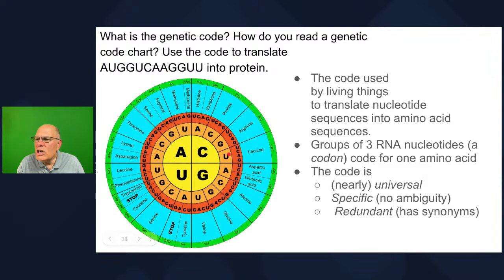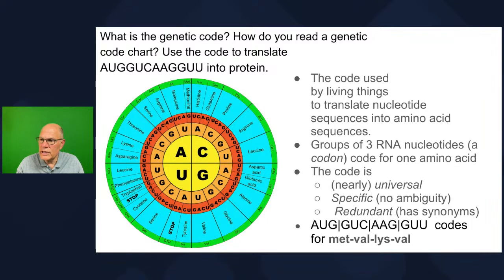Well, GUG spells out leucine, but so does GUA, also codes out leucine. And in general, the third nucleotide in a codon is the one that's most forgiving. And when we talk about mutations, we'll see there's a kind of mutation called a silent mutation, which has no impact on the amino acid. It's usually a change in the third nucleotide in a codon that causes that.